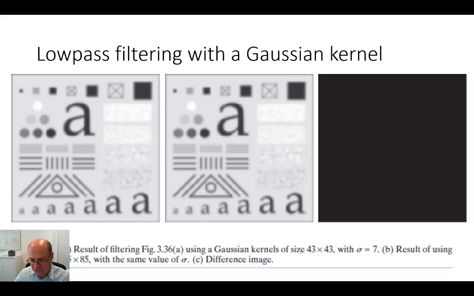Now, if you take a Gaussian kernel of size 43 by 43, you can compare with a kernel of 85 by 85, considerably larger. This is the result of a Gaussian kernel of size 43 by 43, and this is the result of a Gaussian filter of 85 by 85. Subtract one from another, and the difference is nothing. This is statistics proved, right? It's nothing, so you don't need to care about larger Gaussians.